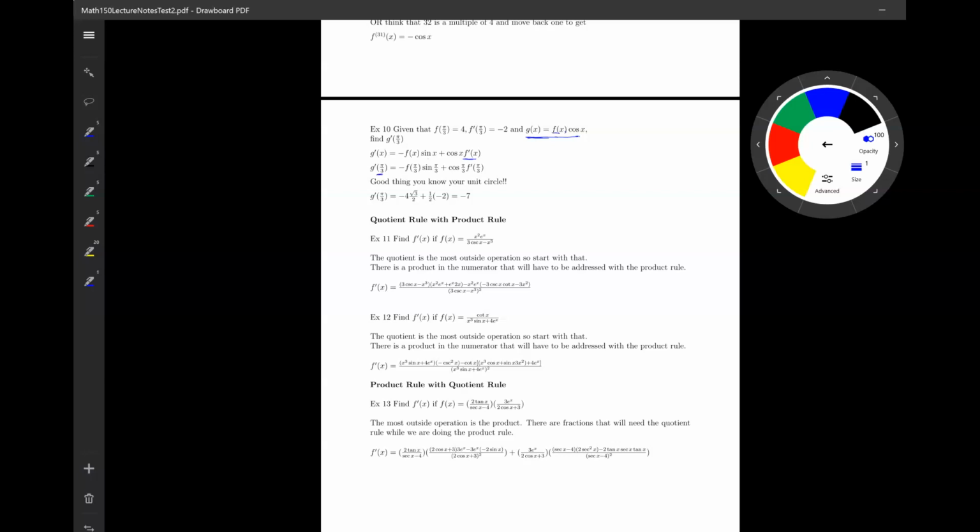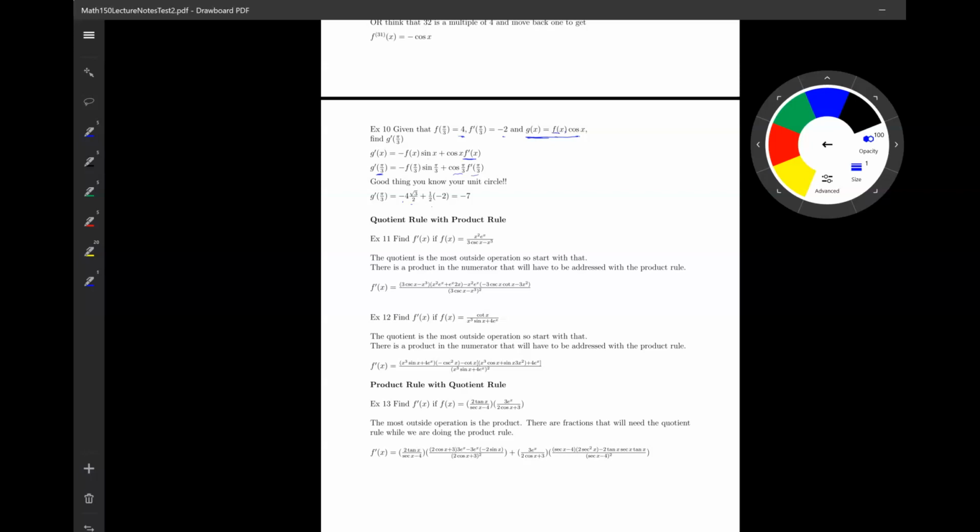So that means everywhere there's an x, I'm putting in pi over 3. So I'm just going to write it in for one step. Then I'm going to use what I'm given. So f of pi over 3 is 4. I know sine of pi over 3 is root 3 over 2. Cosine of pi over 3 is 1/2. f prime of pi over 3, they tell me, is negative 2.